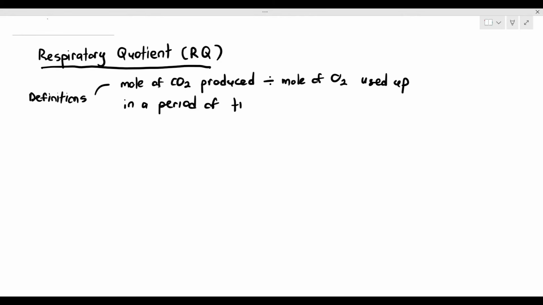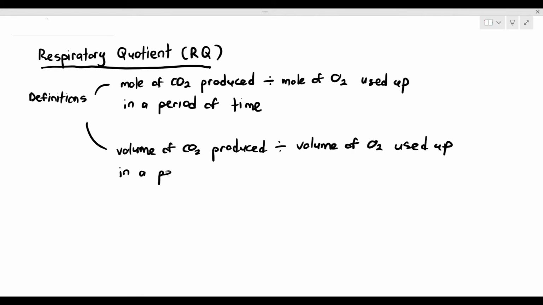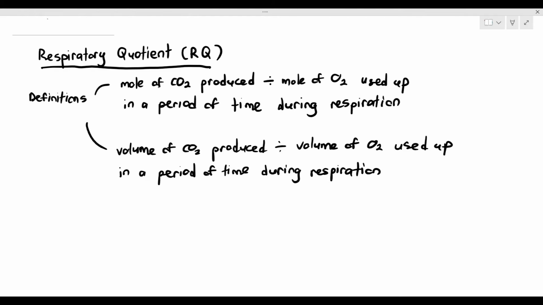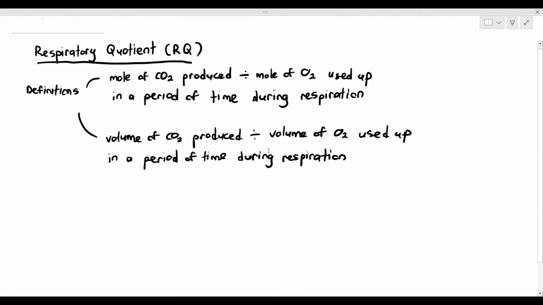Or the second definition is the volume of CO2 produced during respiration divided by the volume of oxygen used up during respiration in a period of time. So, for example, let's look at the first definition, which is using the mole of CO2 produced divided by the mole of oxygen used up.